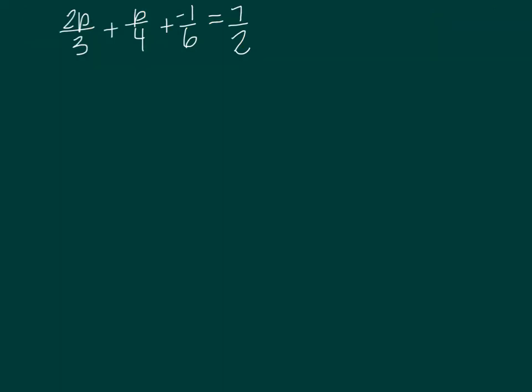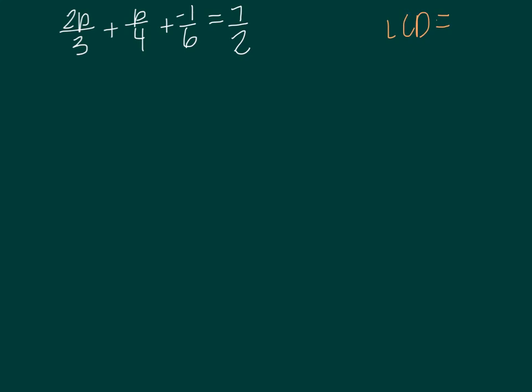Okay, let's try this last example. It says 2p over 3 plus p over 4 plus -1/6 equals 7 over 2. So remember how I said in the last example we got to find an LCD. The last one was nice because every denominator was the same number. In this problem, it's not going to be so easy because all of our denominators are different.